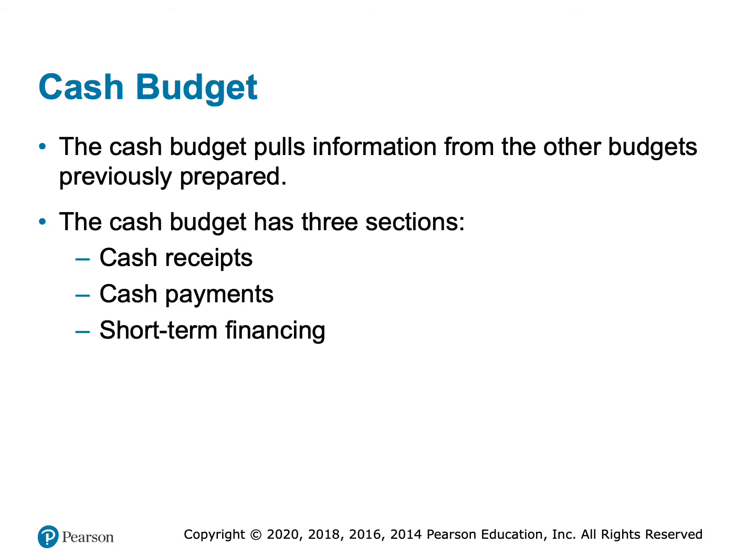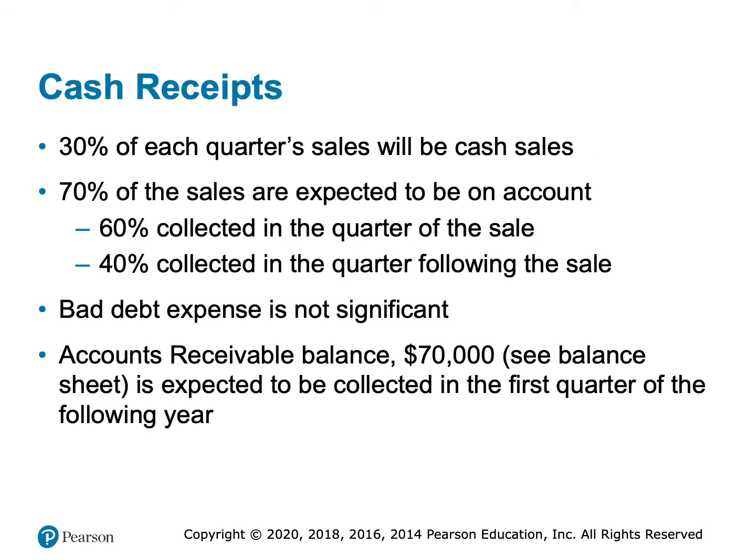to the message board. So the cash budget is broken into three sections: cash receipts, cash payments, and then a short-term financing section if necessary. We're going to start with the cash receipts section.